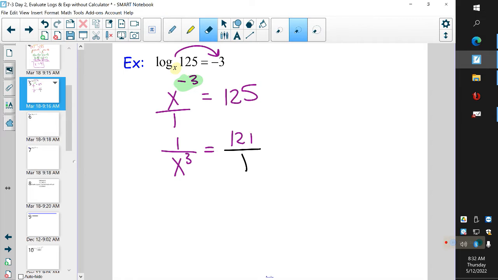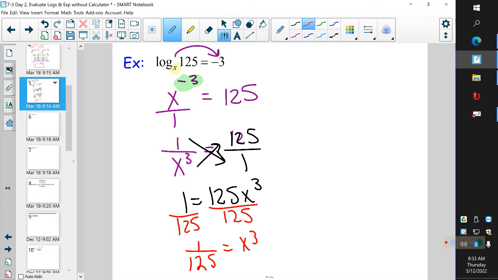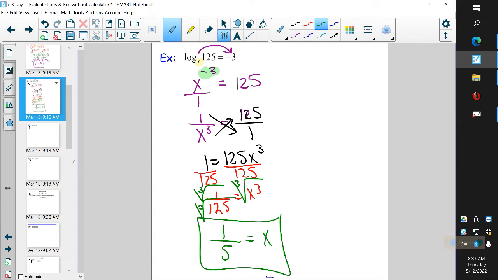Then we are going to go ahead and put the 125 over a 1. And now you are going to have a fraction equaling a fraction. You're going to cross multiply. 1 is equal to 125x cubed. Now, how do I get rid of the 125? It's attached by multiplication, so I divide. And how do I get rid of the power of 3? I do the opposite by taking the cube root of the top and of the bottom. The cube root of 1 is 1. The cube root of 125 is 5. And that's going to give me x.